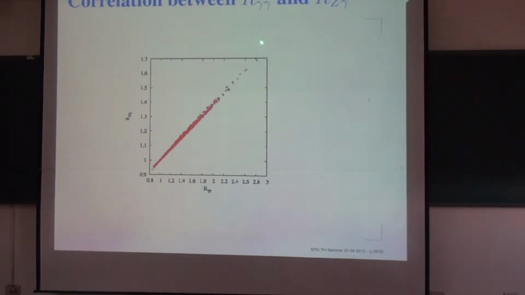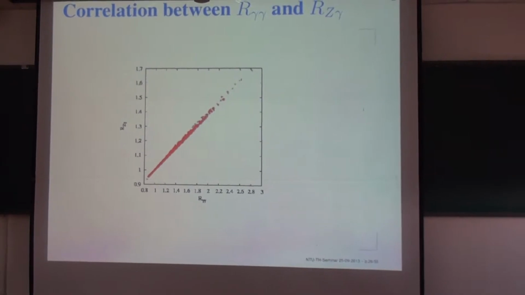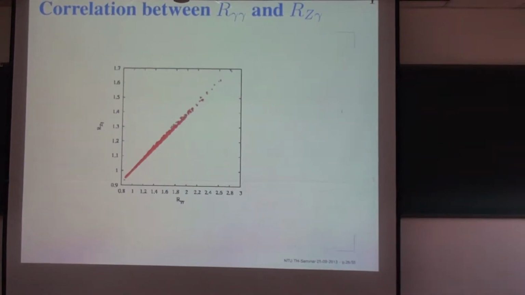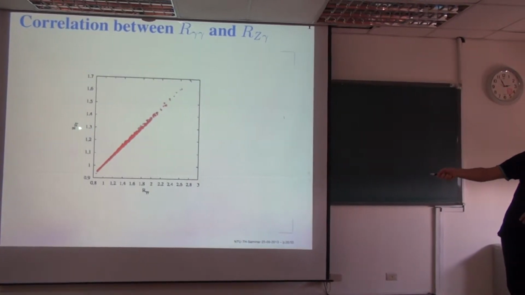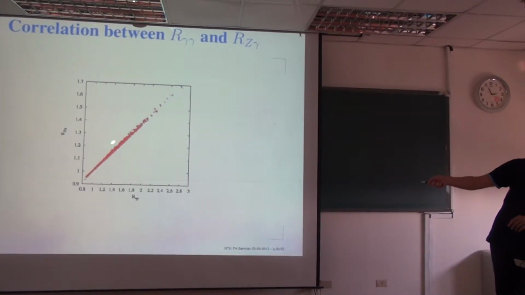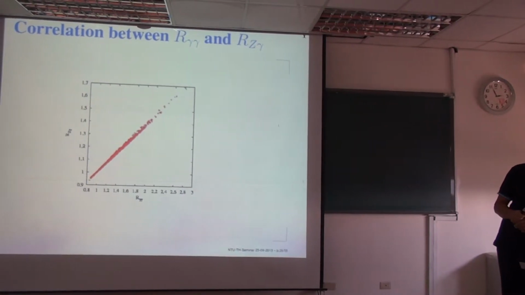So this is just the correlation I was talking about, since gamma-gamma and gamma-Z have almost the same origin. This is just the charged Higgs loop, but the gamma-Z is all the time a bit smaller than the gamma-gamma because of the Z charged Higgs pair coupling.